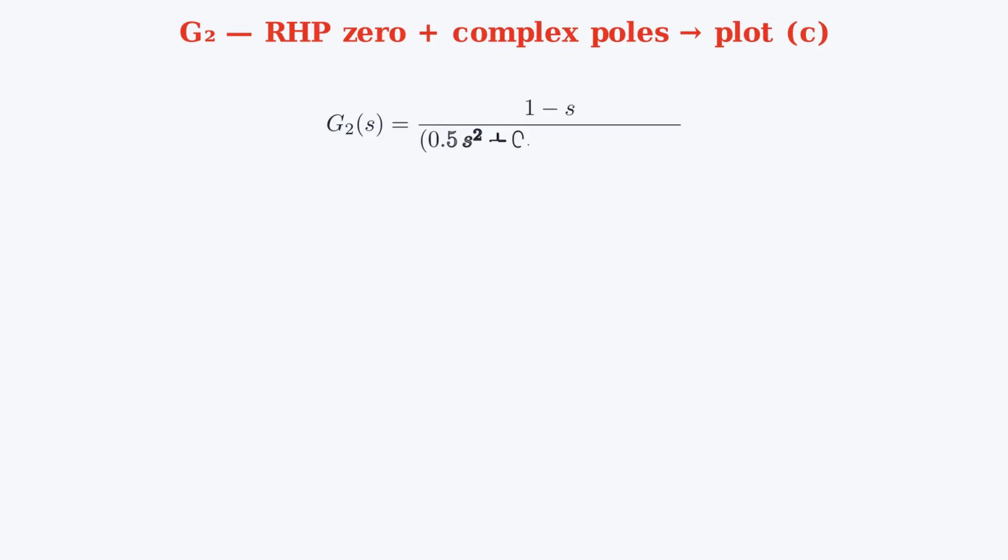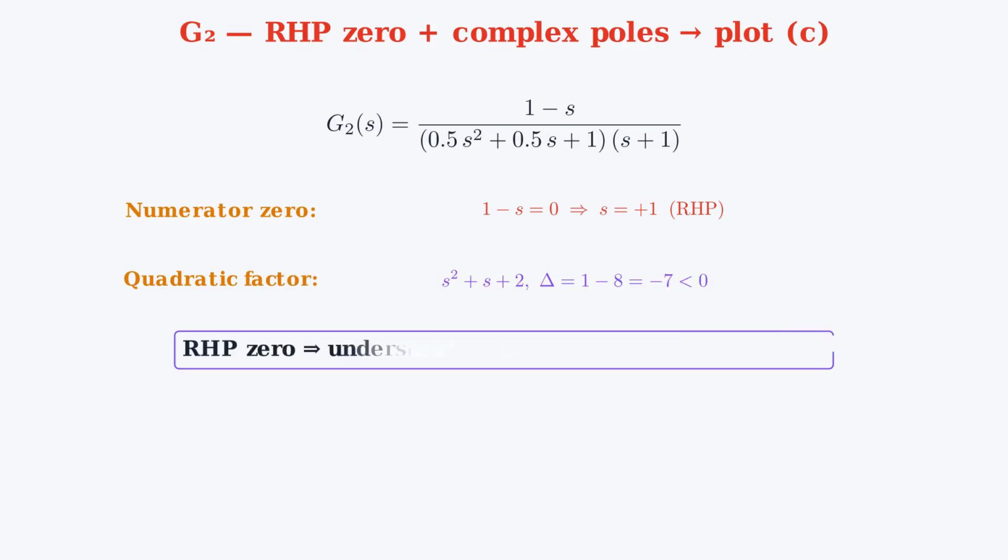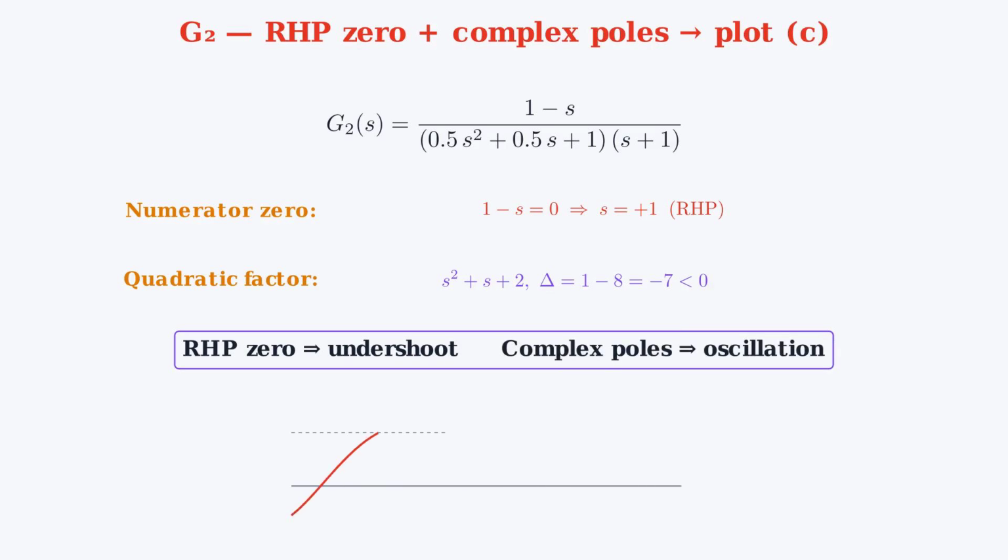g2 of s equals (1 minus s) divided by the product of (0.5 s squared plus 0.5 s plus 1) and (s plus 1). Two things stand out. First, the numerator is 1 minus s, which is 0 when s equals plus 1. That is a zero in the right half plane. Right half plane zero means undershoot. The step response starts moving the wrong way.